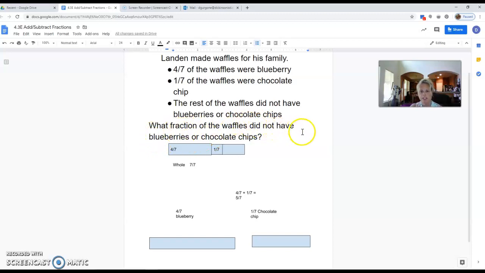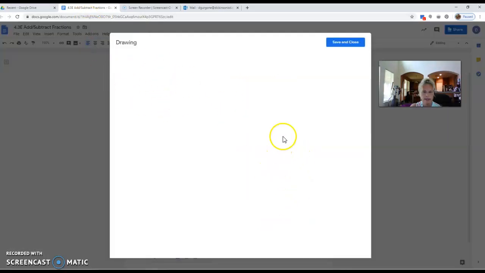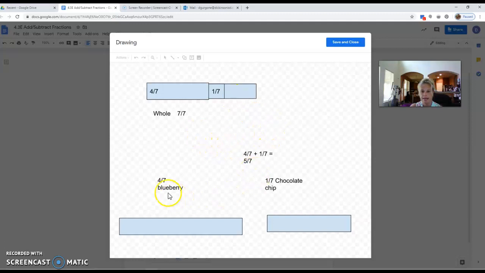So what fraction of the waffles did not have any blueberries or chocolate chips? Well, if we know 5/7 of the waffles did have blueberries and chocolate chips, then what do we have left? Well, if our whole is 7/7, let's get another text box here. If our whole is 7/7 and we subtract 5/7, which is our amount of waffles with blueberries or chocolate chips, then we should get our answer.